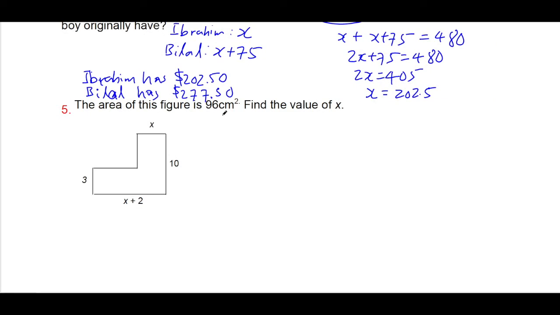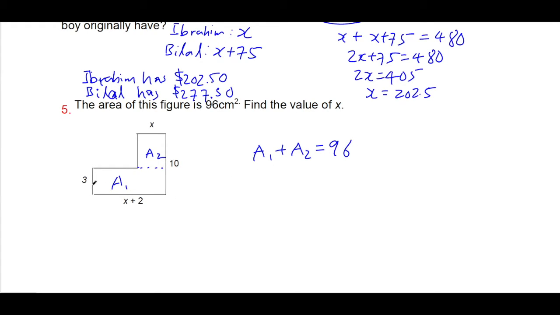This area is 96, find the area of x. Okay, so let's just take a look. So how do you find the area of this shape? To find the area of this shape, what you can do is this. You can just split this up. So you can just find the area of A1 and then find the area of A2, right? So we know that A1 plus A2 is equal to what? 96, right?